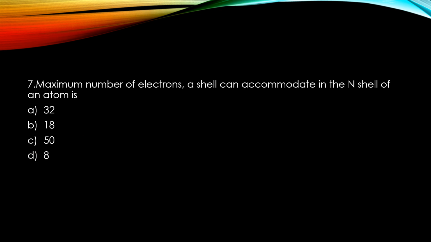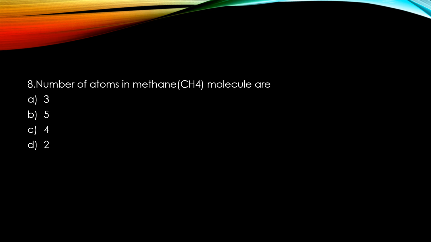Maximum number of electrons a shell can accommodate in the N shell of an atom is 32, 18, 58. And our answer is 32. Number of atoms in methane molecules are 3, 5, 4, 2. And the answer is 5.